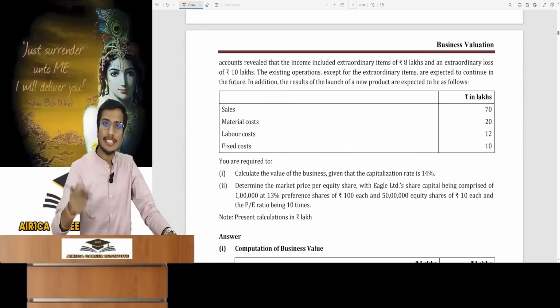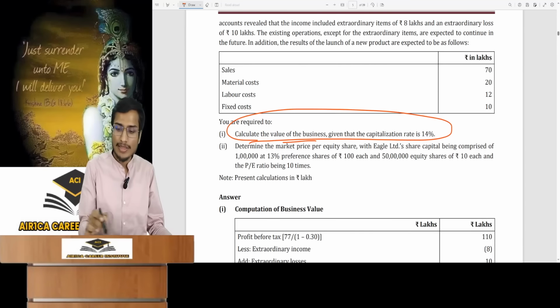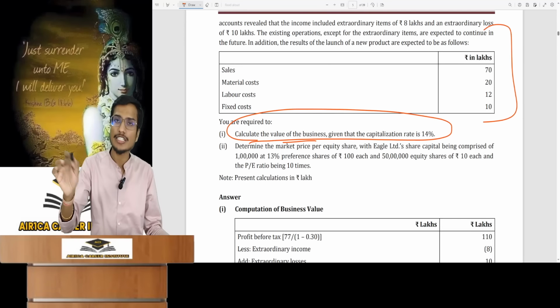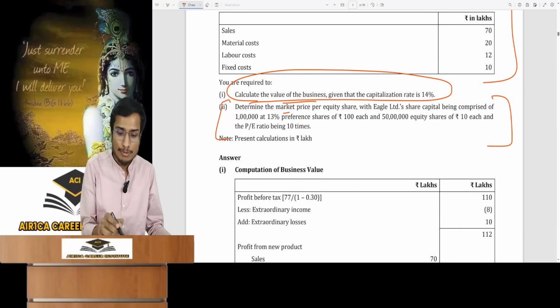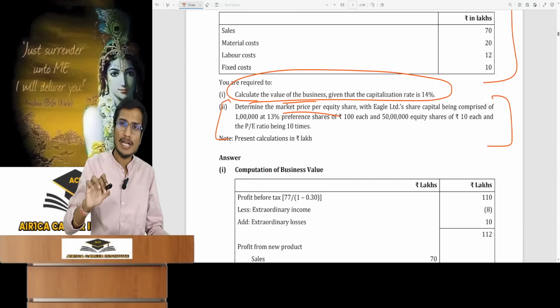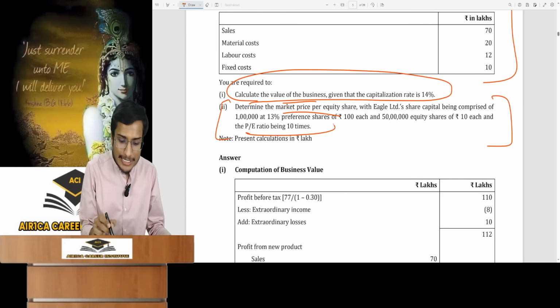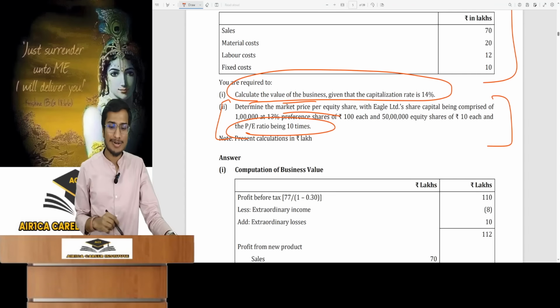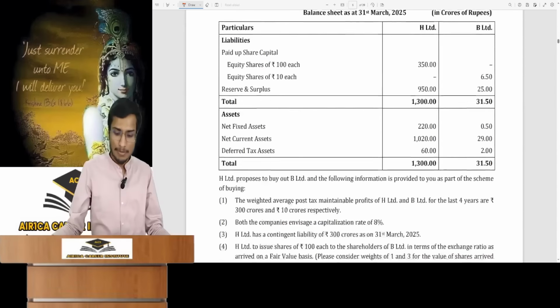For this question, its initial part applies the earning capitalization method. The question asks for the business's normal value and only earning capitalization applies. The second part requires the share's market price. It's part of the same question, so don't repeat earning capitalization. In this part, the PE ratio is given, which means you must apply the PE ratio model for the second part. So I've told you this.